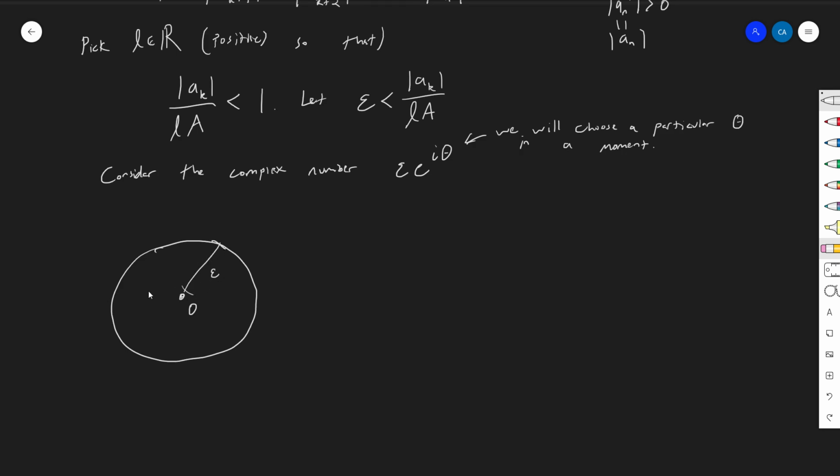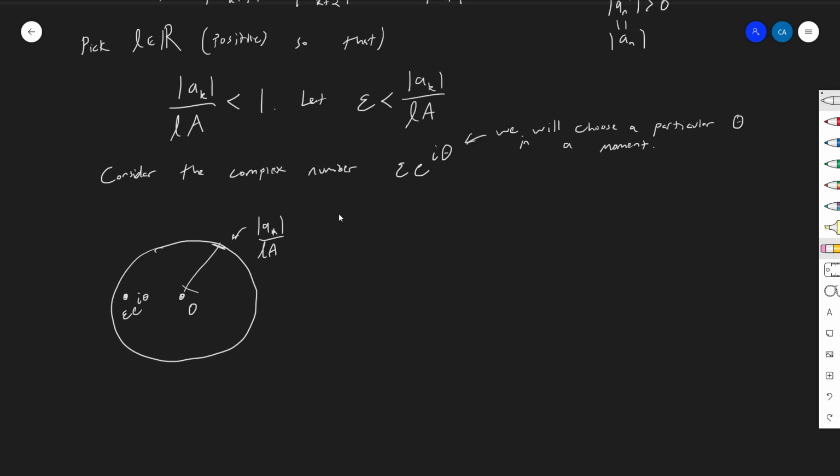And so we've got our point here. Well, it's not really epsilon, it's more a sub k over L, this is the radius. But then we've got some point in here, epsilon e to the i theta, and it's inside this bubble. And we're going to show that if you plug this into the polynomial, then you get problems. Okay.